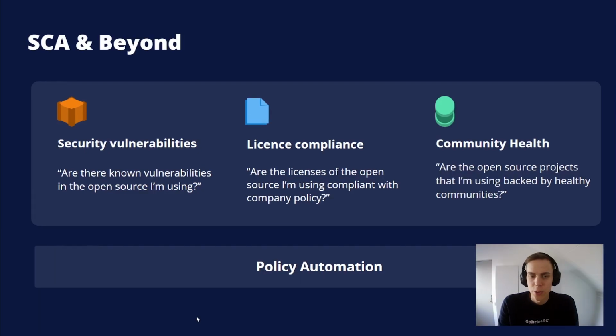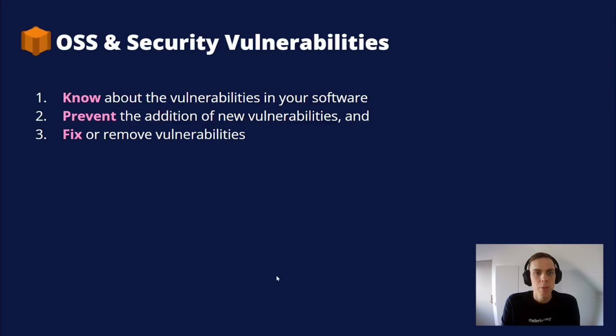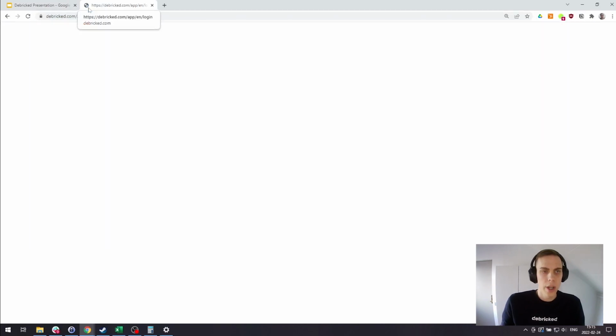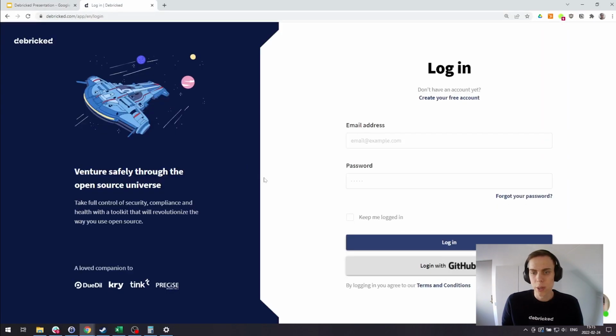Let's go a little bit further into the nitty-gritty, beginning with security vulnerabilities. The main features of our tool focus around Google's Know, Prevent, Fix framework, where firstly you need to know about the vulnerabilities that you have in your software, you need to prevent the addition of new vulnerabilities, and lastly fix or remove any vulnerabilities that you already have. So at this point, let's go ahead and jump into our tool and show you what it's all about.